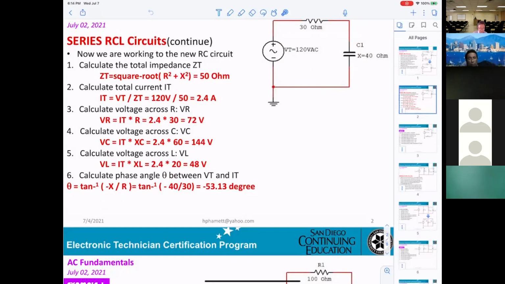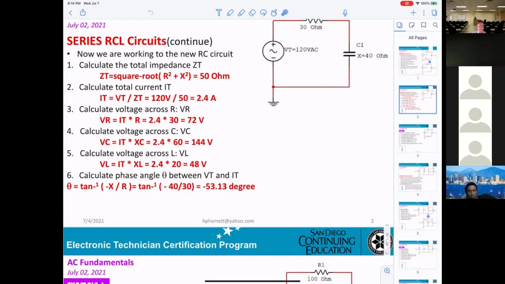So do you have any question? RCL circuit. No? I didn't get the point number 6. Can you explain number 6 again? Okay. Number 6, then you have to go back to what? The RC series.